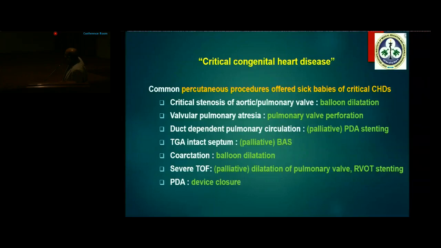And this is what we are offering recently: severe tetralogy of Fallot, palliative dilatation of the pulmonary valve, to see whether the chances of spell come down on follow-up, whether the pulmonary arteries grow on follow-up if we do a balloon dilatation of the pulmonary valve in case of tetralogy of Fallot. And of course, PDA device closure is a good old technique.